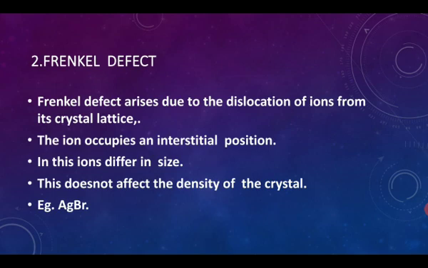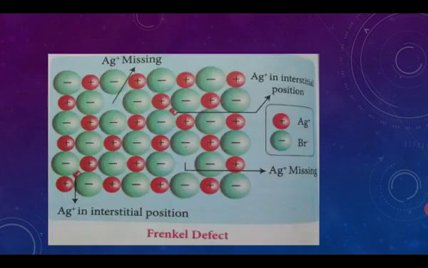Next point, this does not affect the density of the crystal, that is whenever it is missing, it does not affect the density of the crystal. The best example for this type of Frankel defect is AgBr, that is silver bromide. Once again see the Frankel defect. Ag plus is missing from one place and the same Ag plus, the red colored mark, is present in an interstitial position somewhere else in the next place.